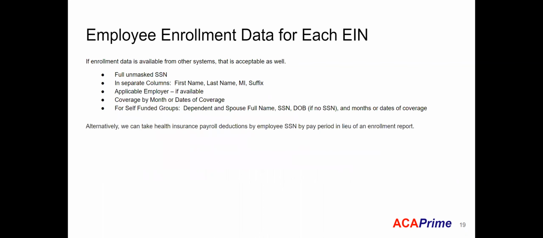Employee enrollment data for each EIN. Unmasked SSN, name, applicable employer, and then coverage by month or dates of coverage. And then for self-funded groups, we do need the dependent spouse name, SSN, or the date of birth works if there is no SSN, and finally months or dates of coverage.